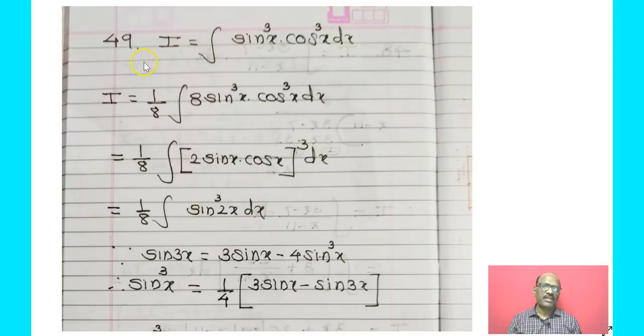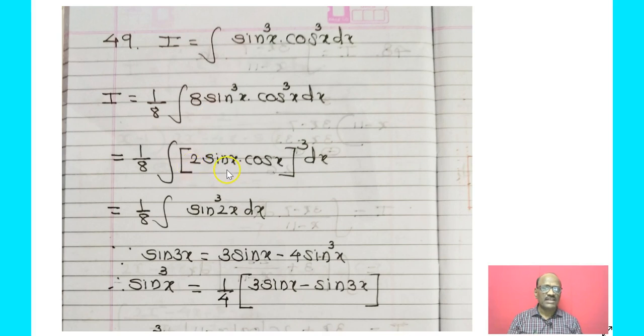That is problem number 49, that is I is equal to integral sine cube x into cos cube x dx. Now this problem is solved with the help of trigonometric formulas. Here is a cubic term, therefore we have adjusted here, multiplied and divided by 8. That is 1 by 8 integral 8 sine cube x cos cube x dx. Now this can be written as 2 sine x into cos x, bracket raised to 3, dx. If we take the cube of this, then you get this.